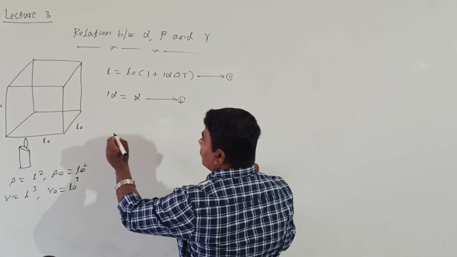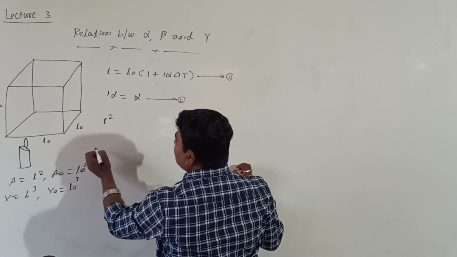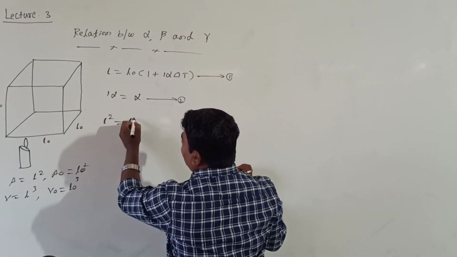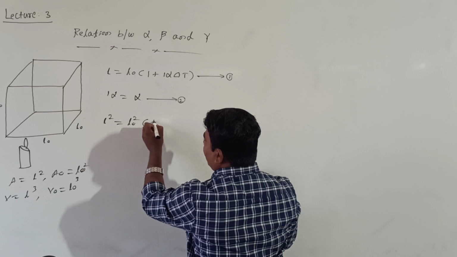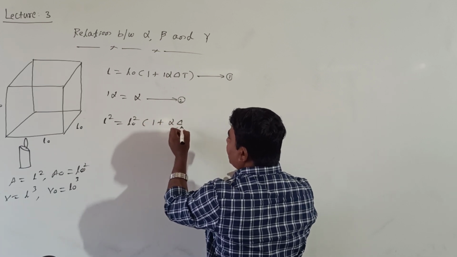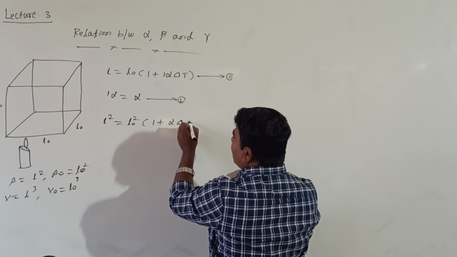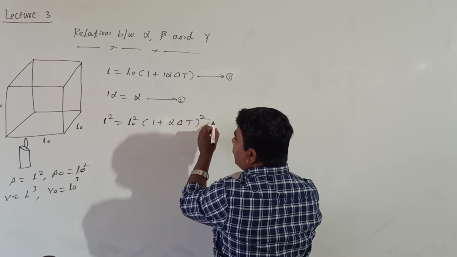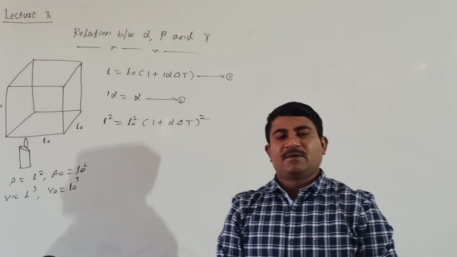What you are getting? L becomes L square, L0 becomes L0 square into bracket 1 plus alpha delta T whole square. Right, students?